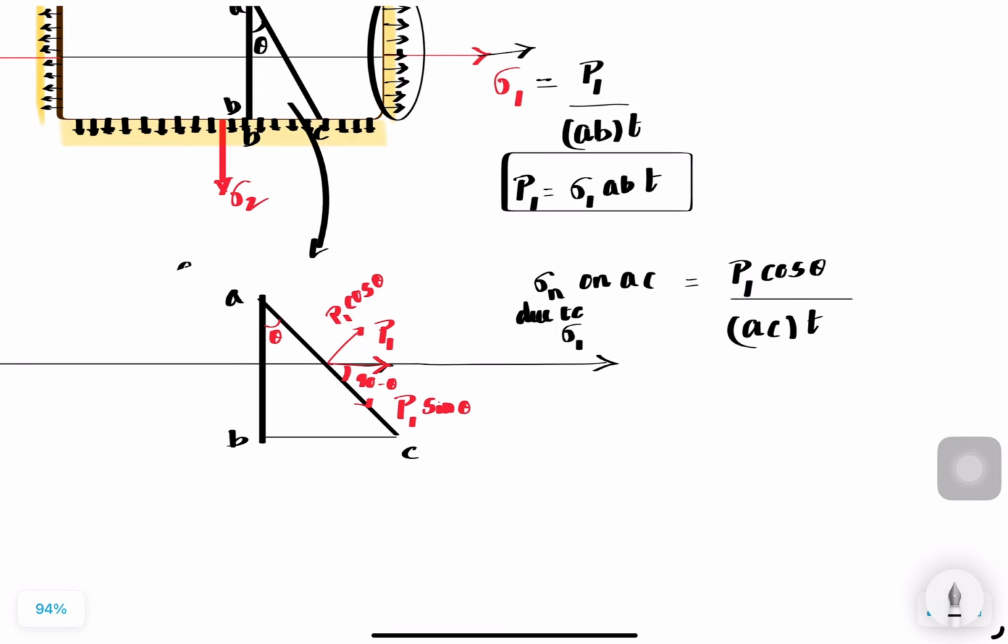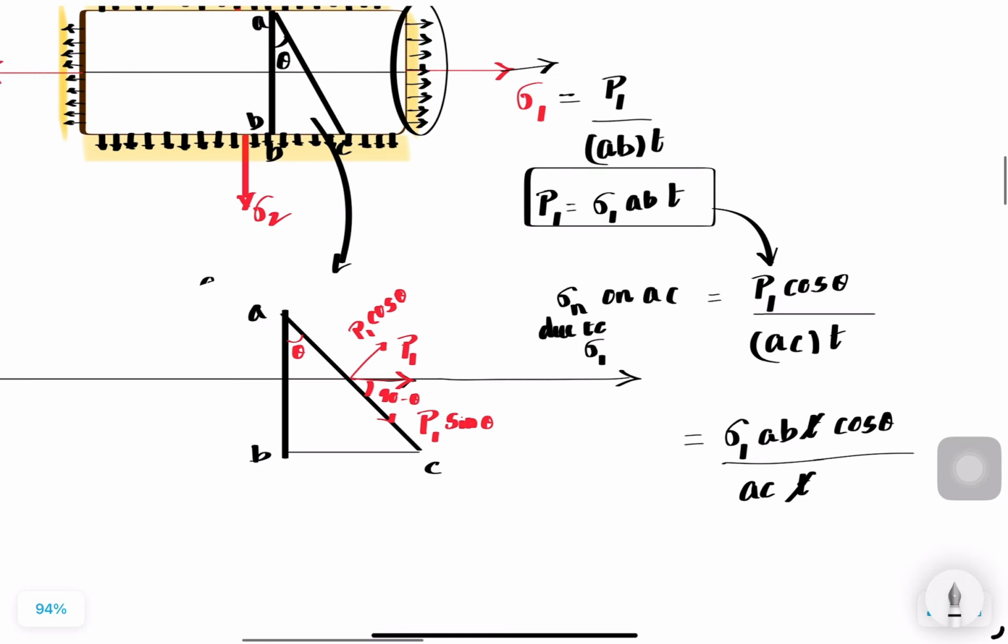Now we know what is the value of P1. Mathematics is just like moving objects. So what I'm going to do is take this value of P1 and substitute it here. So sigma n is now given by sigma 1 into AB into thickness into cos theta divided by AC into thickness. So I can cancel the thickness on either side. I know what is the value of AB by AC.